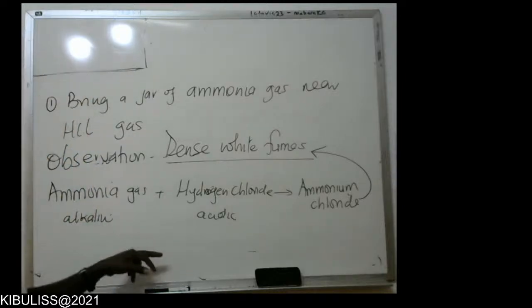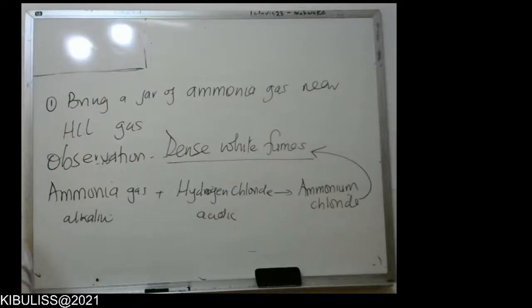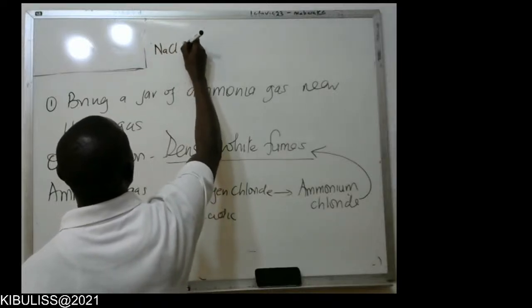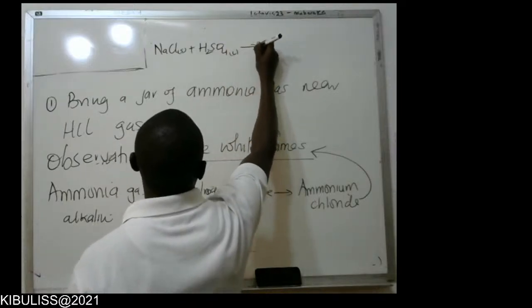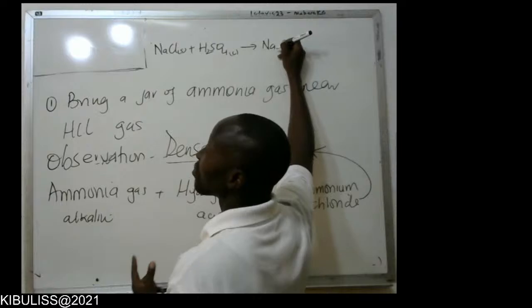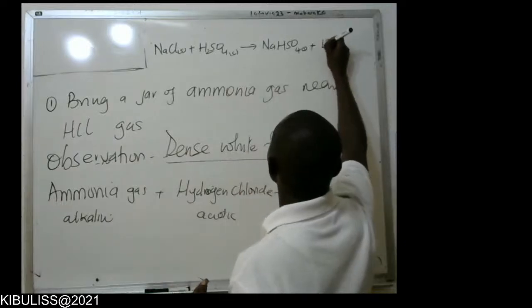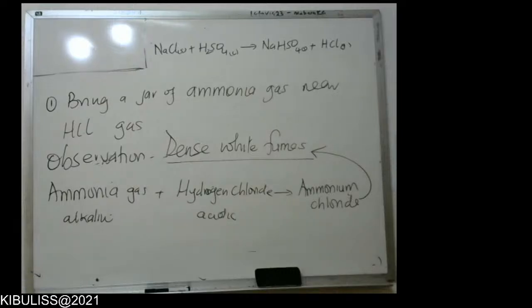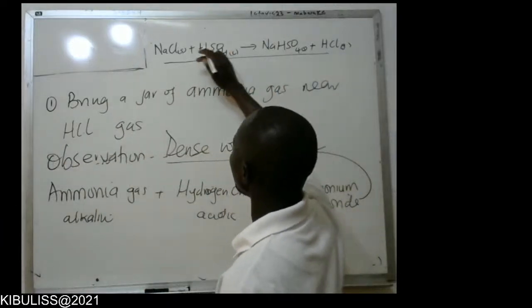The equation for formation of hydrogen chloride was written. But if you missed it, we said sodium chloride, a solid, plus sulfuric acid, a liquid, gives sodium hydrogen sulfate, not sodium sulfate, a solid, plus hydrogen chloride, a gas. This was given at the beginning of the submission. That's why I did not write it again, but if you missed it, please recapture it.